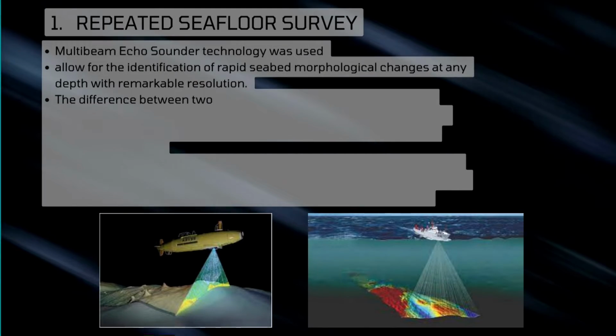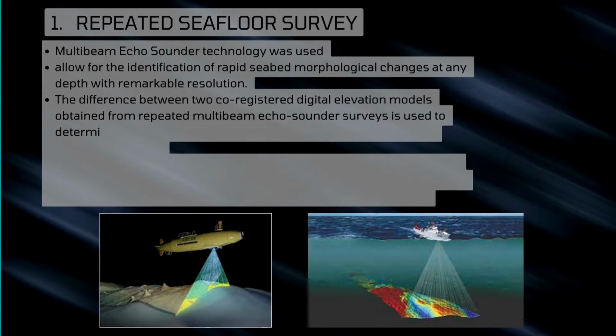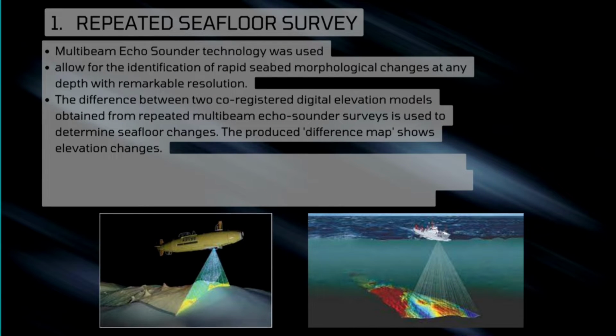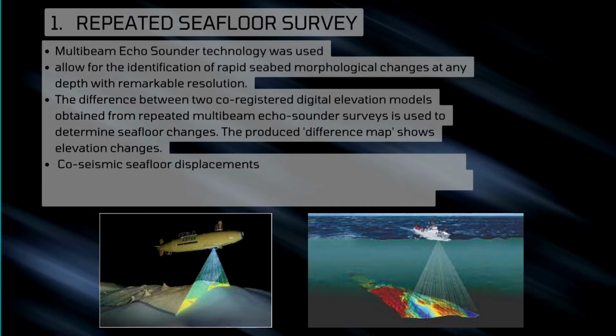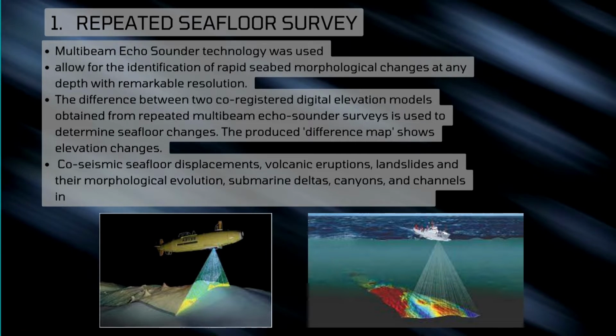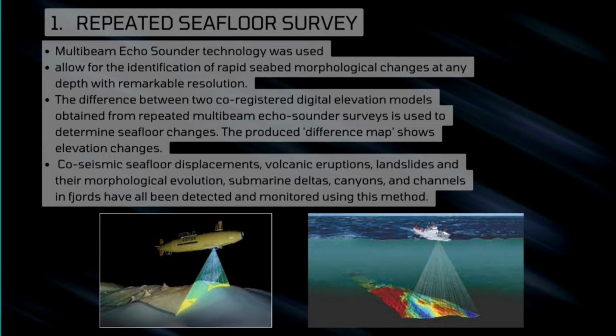The difference between two co-registered digital elevation models obtained from repeated multi-beam echo sounder surveys is used to determine seafloor changes. The produced difference map shows elevation changes. Combining the difference in depth over the areas of interest produces the volumes associated with surface changes. Co-seismic seafloor displacement, volcanic eruptions, landslides, and their morphological evolutions, submarine deltas, canyons, and channels in fjords have all been detected and monitored using this method.